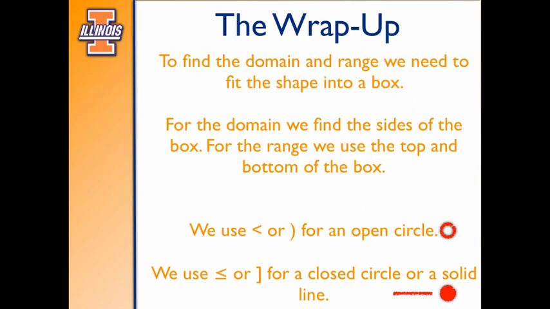So to wrap this up, we find the domain and the range by fitting our curve inside of a box. And then any side that has an arrow is going to have no side, which means it's going to go to infinity. For the domain, we find the sides of the box. For the range, we find the top and the bottom. We use not equal to or a parenthesis for an open circle. We use the equal to or the bracket for a closed circle, or any spot that is located on the curve itself.